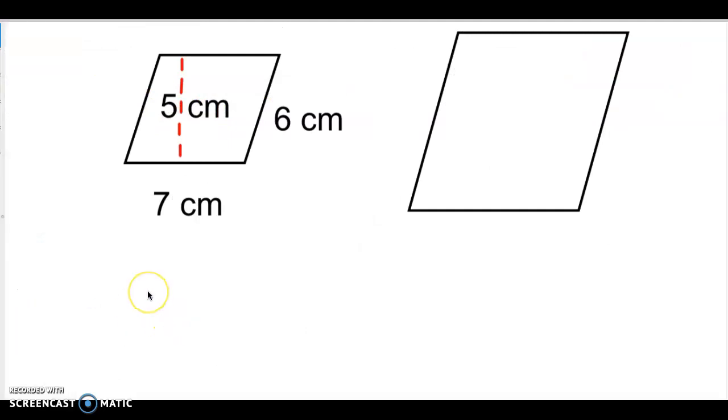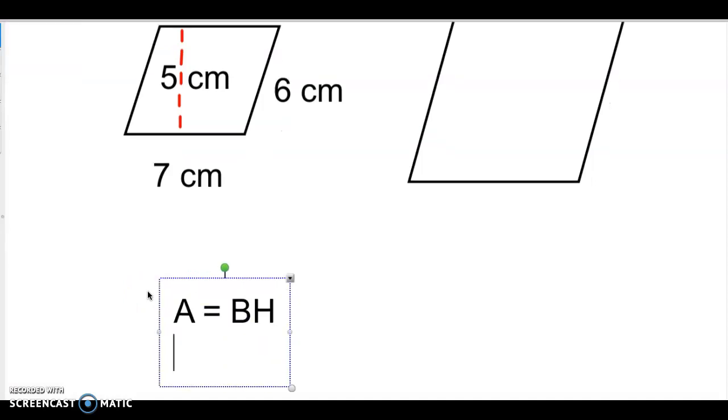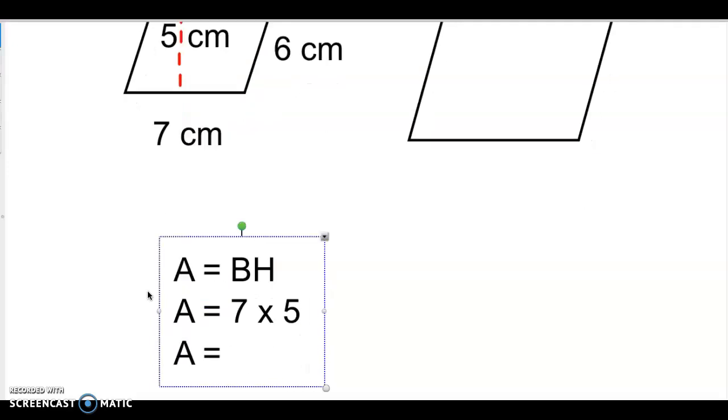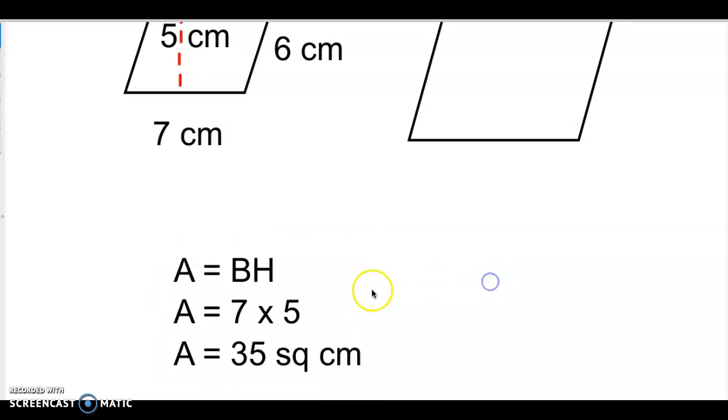Okay, here's a parallelogram. I'm going to find the area, and I'll always tell you if you're finding the area or the perimeter. I will always tell you. So the base times the height is 7 times 5. Well, 7 times 5 is 35, and it's square centimeters.